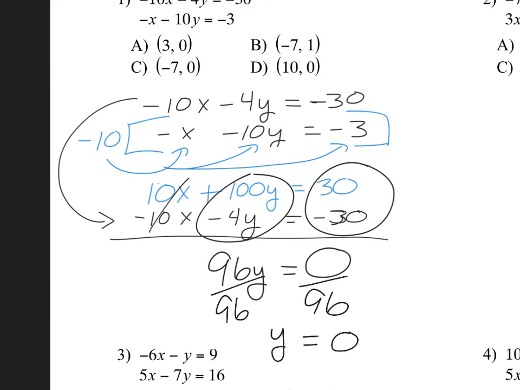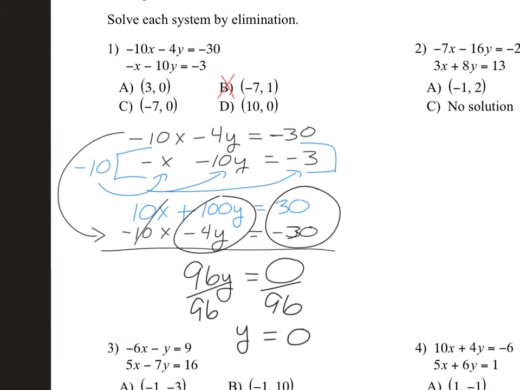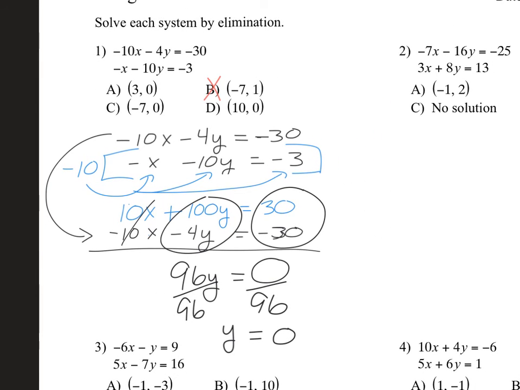So if I'm looking at my multiple choice, I know I can knock that one out because the y in that one is equal to 1. So that's not going to be it. Of course, I know what the y value is, but now I need to know what the x value is. So I'm going to take an equation. For no particular reason, I pretty much always take the top equation.